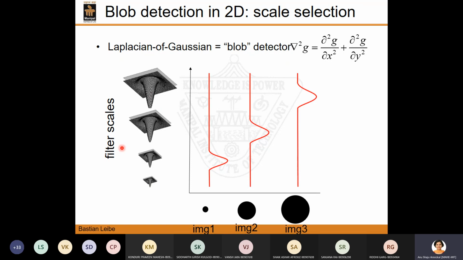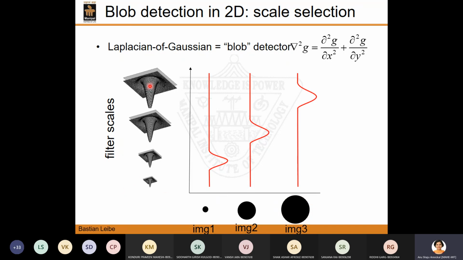So as we vary the value of sigma which is present in the Gaussian operator, you'll see that the size of the blob, or the diameter of the blob, also increases. Now if you look at this particular graph, what we see is I have different images, and let's say in image 1 I have a small blob-like structure. In image 2 I have a slightly larger blob, and in image 3 I have a very large blob-like structure.